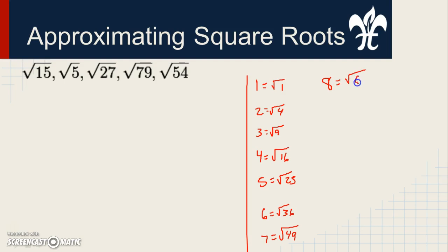8 is equal to the square root of 64. 9 is equal to the square root of 81. 10 is equal to the square root of 100. And we can pause there for now.